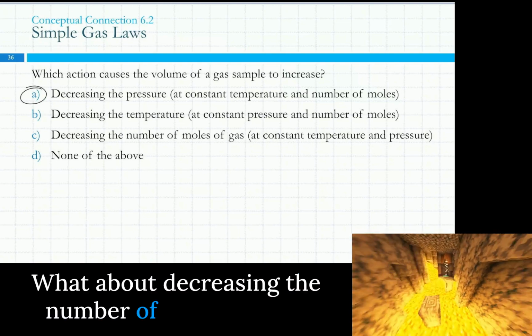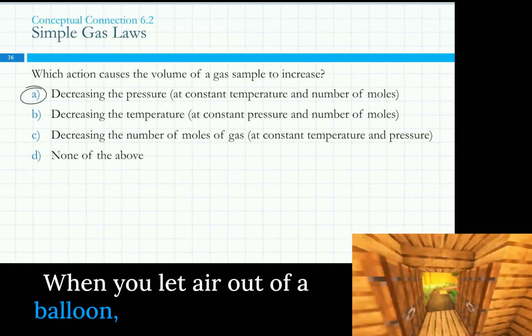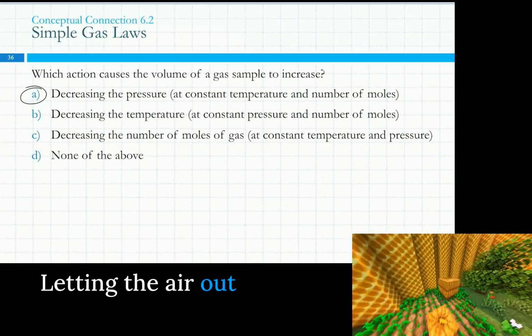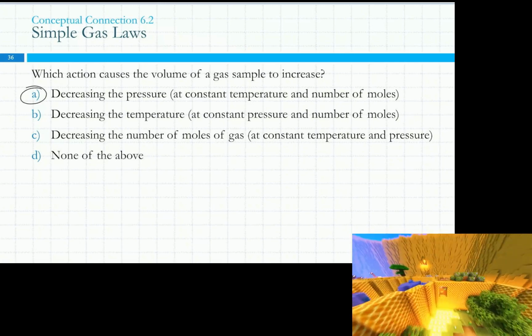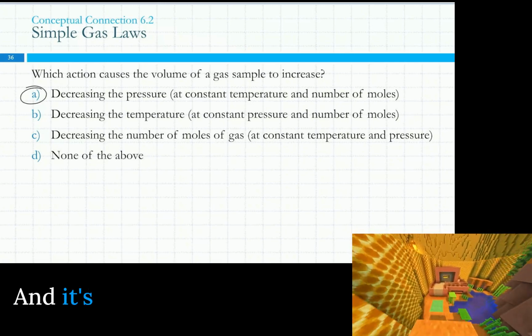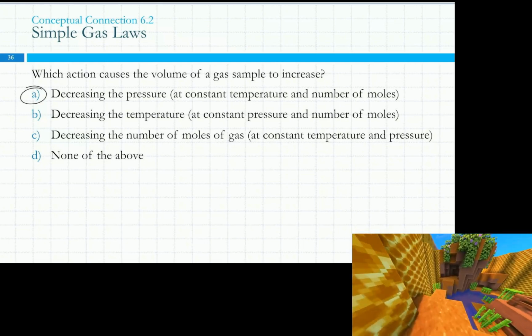What about decreasing the number of moles of gas? When you let air out of a balloon, does it get larger? Letting the air out means you're letting out the gas. Again, fewer collisions. And it's not none of the above. Okay.